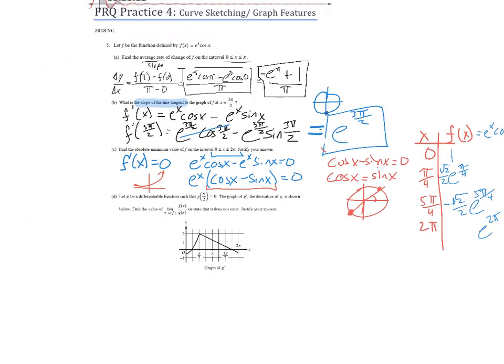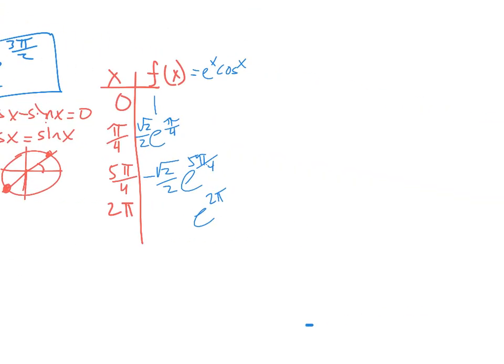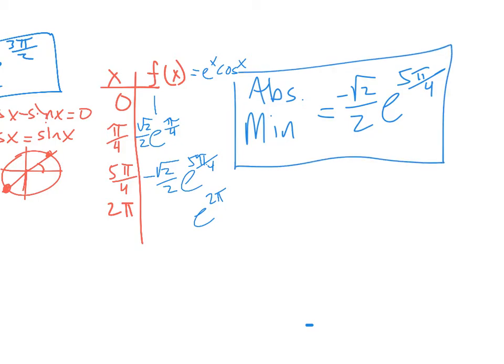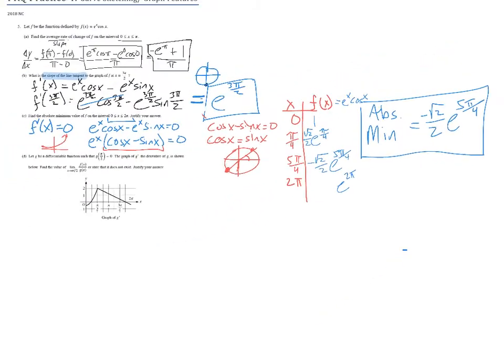And the question, let's look back at the question. We want to find the absolute minimum value. So the minimum value is that thing in blue here. So we can say the absolute minimum equals negative root 2 over 2 times e to the 5 pi over 4. That's the lowest value. We don't need to evaluate it, of course. That's just fine. There it is.